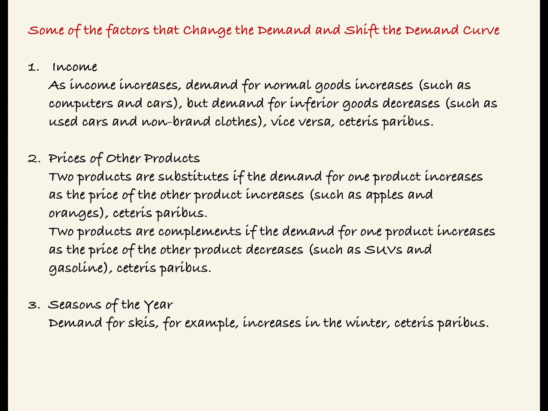Two products are substitutes if the demand for one product increases when the price of the other product increases, such as apples and oranges. Two products are complements if the demand for one product increases when the price of the other product decreases, such as SUVs and gasoline. And finally, the seasons of the year can change the demand and shift the demand curve. Demand for skis, for example, increases in the winter.